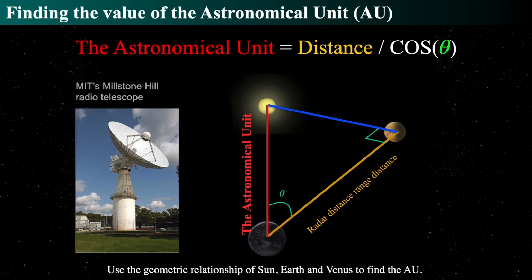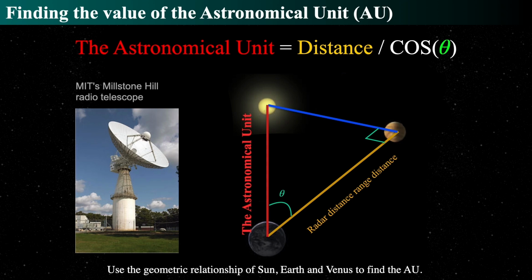So we get this nice little triangle, and we can determine the distance from Earth to Venus using radio telescopes such as MIT's Millstone Hill. And you can bounce radar beams off of Venus as it's moving and determine the distance to Venus, and then, just again using triangles, determine the astronomical unit. And so all you have to do is measure the angle between the Sun and Venus when it's at quarter phase, get that distance of the yellow line, and that will give you the red line, which is the astronomical unit.